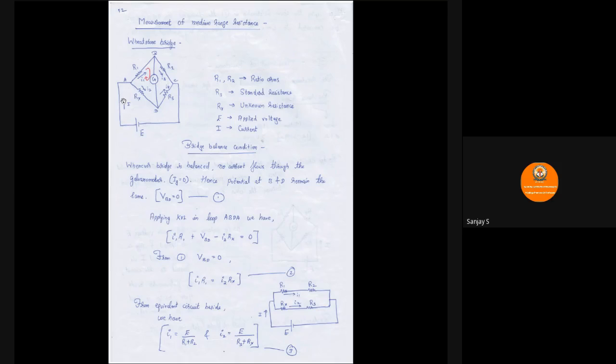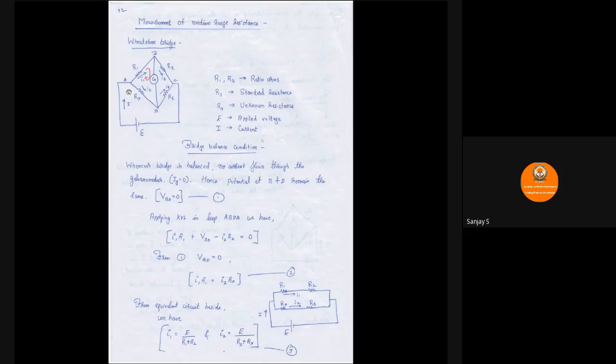Current flowing is I. Here in this Wheatstone bridge, R1 and R2 are called ratio arms. RS is nothing but the standard resistance. Rx is the unknown resistance. The unknown resistance of medium range that you want to measure will be connected between A and D. R1 and R2 will be known to us. RS, the standard resistance, also will be known to us. Only Rx is the unknown resistance that you want to measure. And source voltage E also will be known. So ratio arms, standard resistance, unknown resistance, applied voltage E, and capital I is the current.